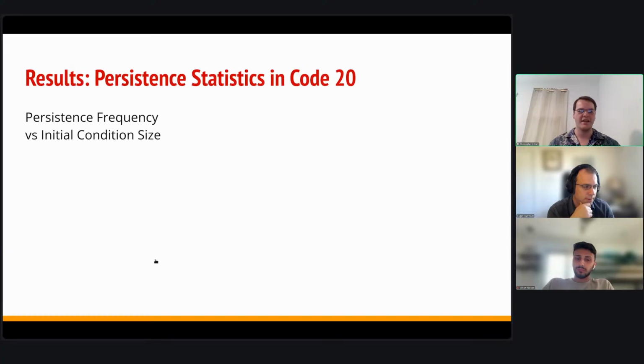Okay. So the first result is just the persistence of an initial condition. How often do initial conditions persist? And what I found is that there's no single number for, in code 20, initial conditions persist 10% of the time. It actually varies a lot depending on the starting size.